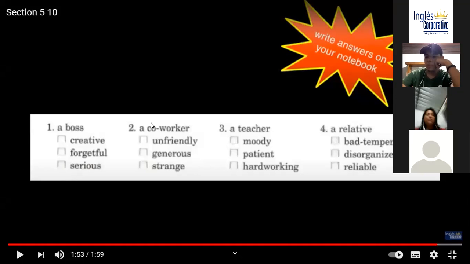So, tell me about you. What do you think about you? You are creative, forgetful, serious, friendly, generous, strange, moody, patient, hardworking. Tell me about you, okay? Does anyone want to share something with us? Yes. Okay, miss, go ahead.